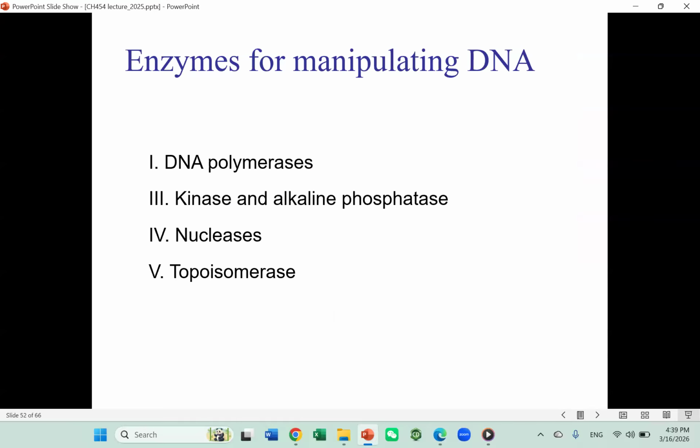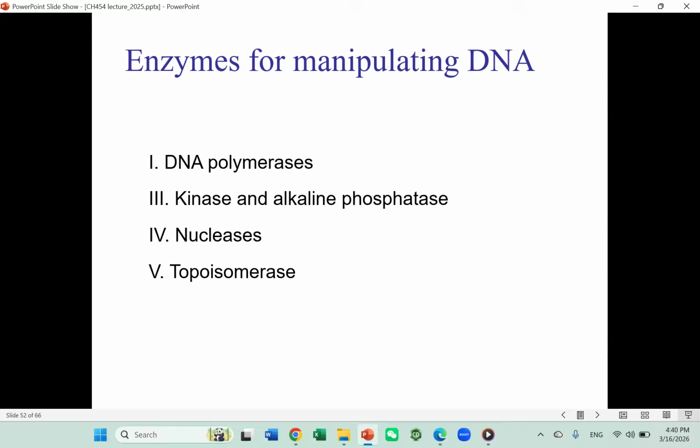All right, so the next important component is the enzyme. For my units, we use two enzymes. Here I will talk about kind of three, actually only two main kinds of enzyme, but I will list the other two as well, so four in total. The first one is DNA polymerase. DNA polymerase can assemble the DNA nucleotides together to make a DNA string. The second one is kinase and also alkaline phosphatase.